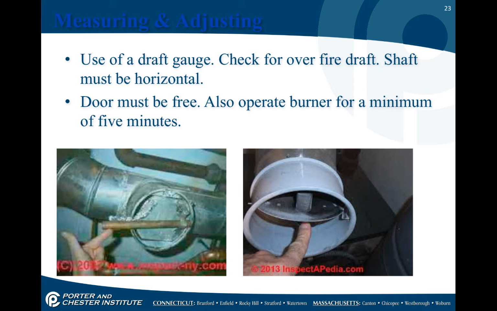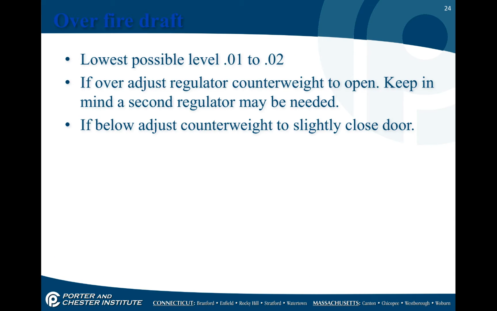We check for over the fire draft, and the shaft must be horizontal and the door must be free. We also want to operate the burner for a minimum of 5 minutes before we check the draft, and that's to make sure that our chimney is warm. Now, you might occasionally see homeowners do funky things to keep that draft door closed to try to increase draft. It's not a good idea. That door has to swing free. You have to be able to push on it with a finger and open the door and let it release.